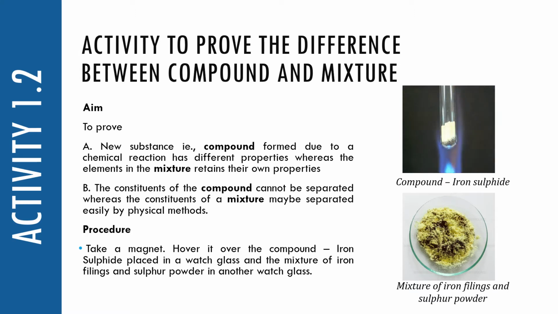Activity to prove the difference between the compound, here iron sulphide, and the mixture of iron filings and sulphur powder. Aim: to prove that a new substance, that is a compound, formed due to a chemical reaction has different properties, whereas the elements in the mixture retain their own properties. Second, the constituents of the compound cannot be separated, whereas the constituents of a mixture can be separated easily by physical methods. Procedure: take a magnet, hover it over the compound iron sulphide placed in a watch glass, and the mixture of iron filings and sulphur powder in another watch glass.